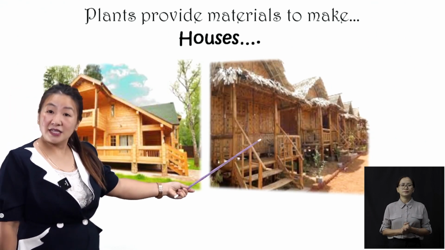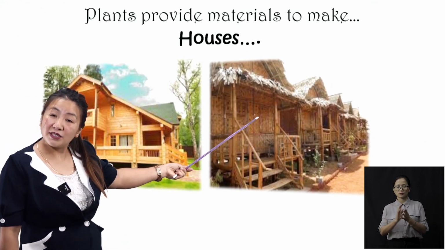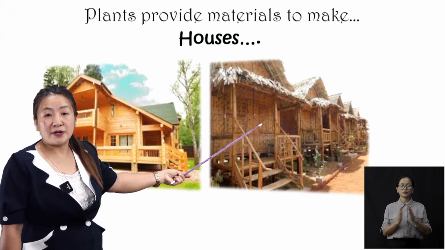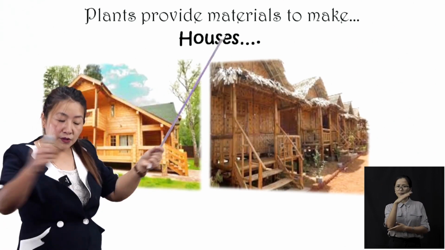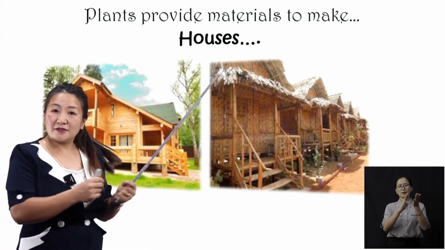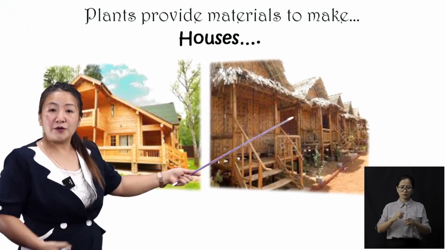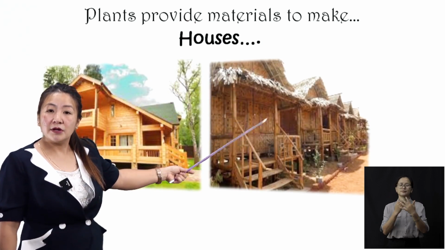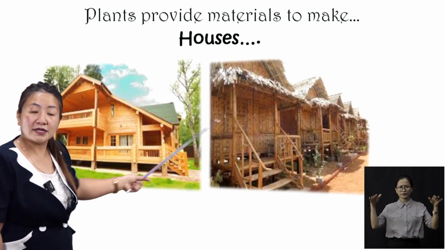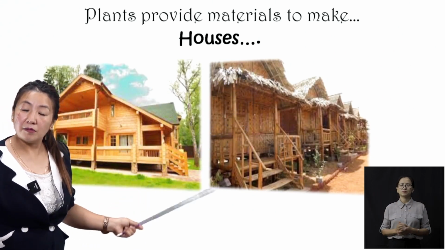And this is a thatch house. This is made from what, children? This is made from bamboo, right? You make pieces of bamboo and then you weave it and you make it into this thatch. Even the roof, the hay, all this, they come from plants.